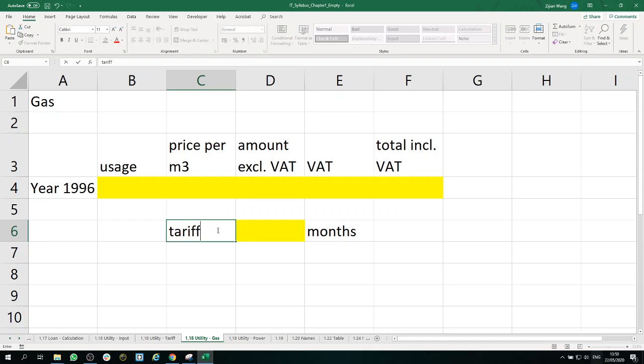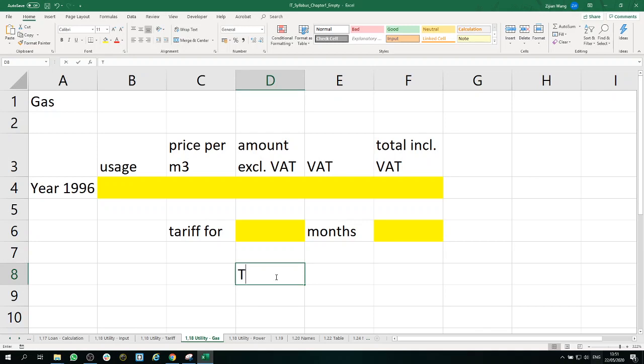Tariff for certain months, and here is another number. We mark it in case we forgot. So here we have total amount due. And another number. So this is a new sheet called gas, and we can create a similar one.